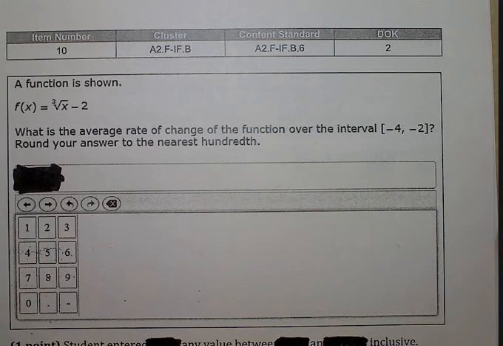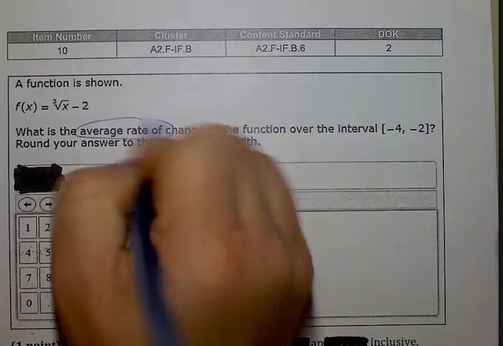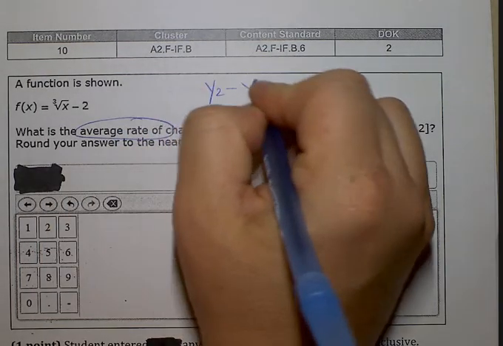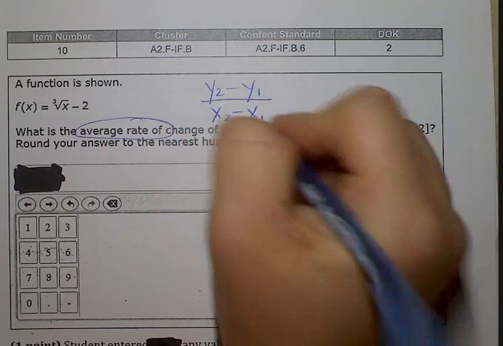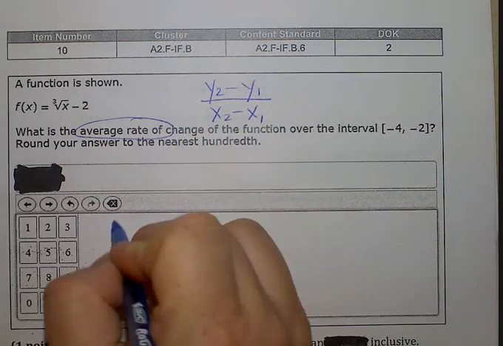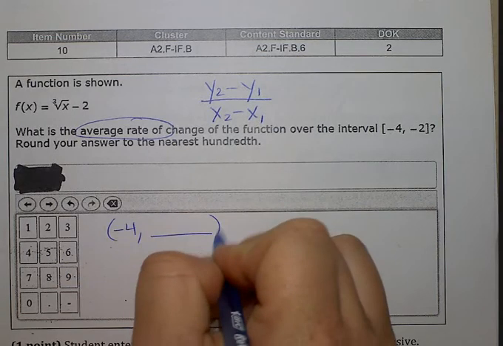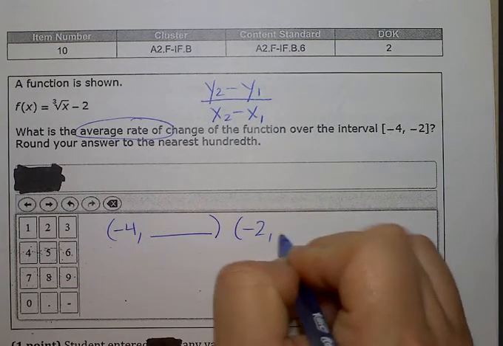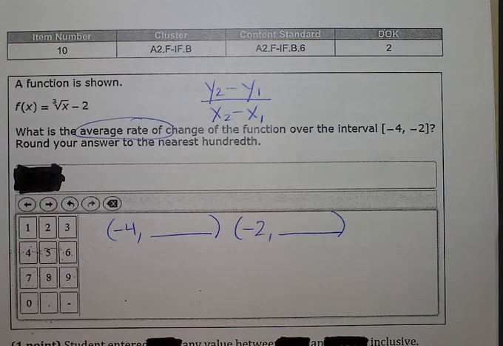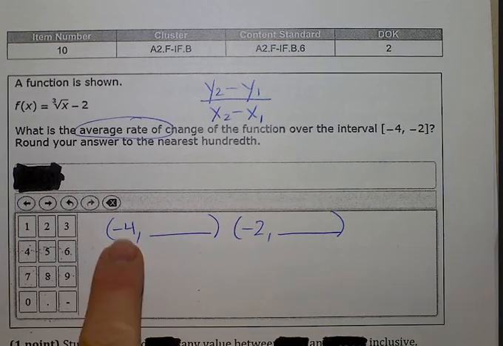We often associate average rate of change with slope. So y2 minus y1 over x2 minus x1. Okay, so here are my parentheses. I know I'm going to have a -4. I need to find the corresponding y value, and a -2. I need to find also that corresponding y value. How do I find that? I simply plug this x value into the problem.